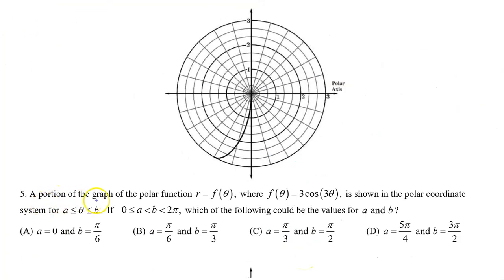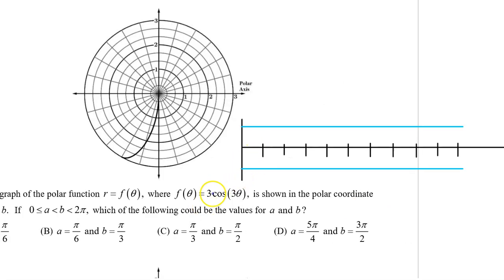Number 5. A portion of the graph of the polar function r equals f of theta, where f of theta is equal to 3 times the cosine of 3 theta, is shown in the polar coordinate system on the interval from a to b. If a is less than b, and a and b are both between 0 and 2 pi, which of the following could be the values for a and b?